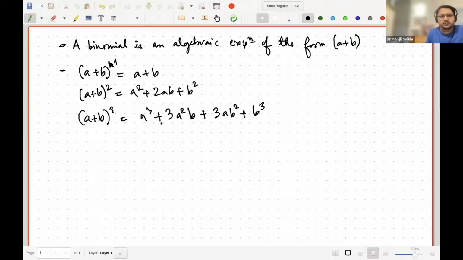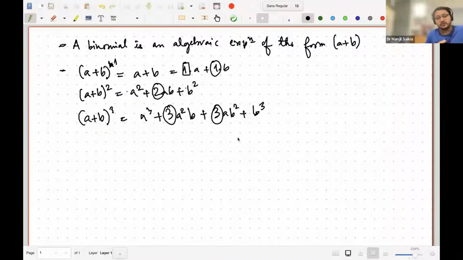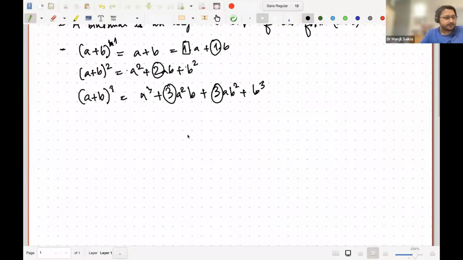All of the coefficients which appear in these expansions, for example, a plus b can be written as 1 times a plus 1 times b. Here you have 1, then here you have 2, and then 1, and here you have a 1, then these 3's, and then a 1 here. All of these coefficients are binomial coefficients. These are called binomial coefficients. I'm going to write them in this format.